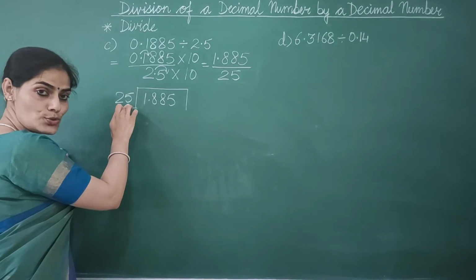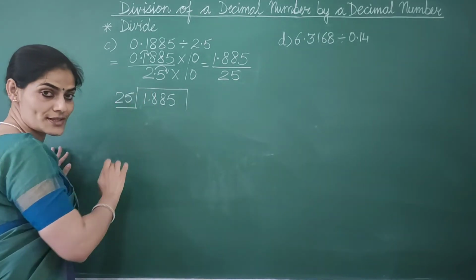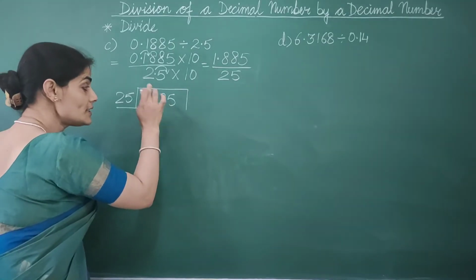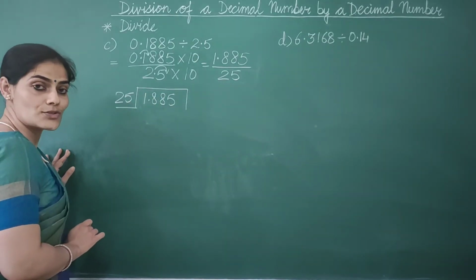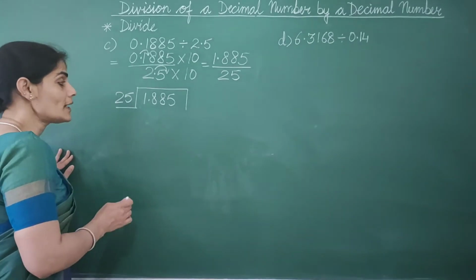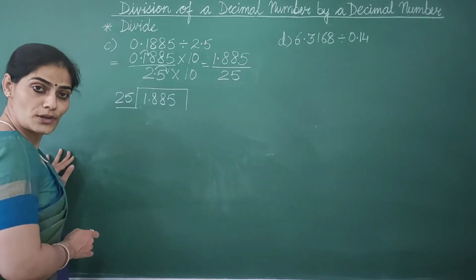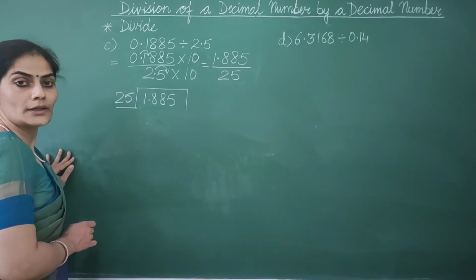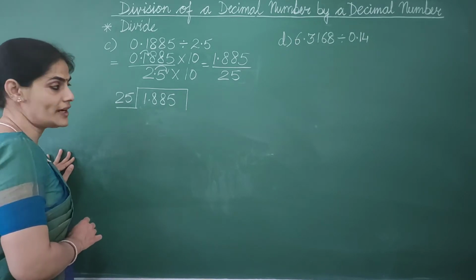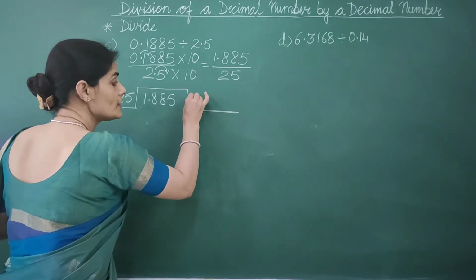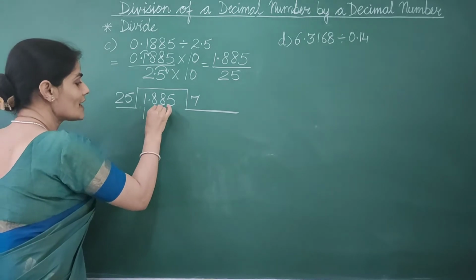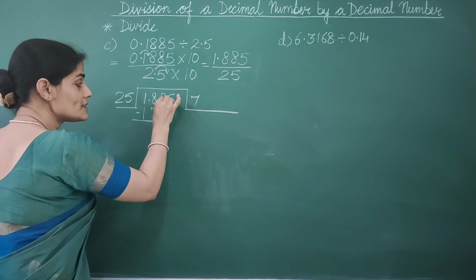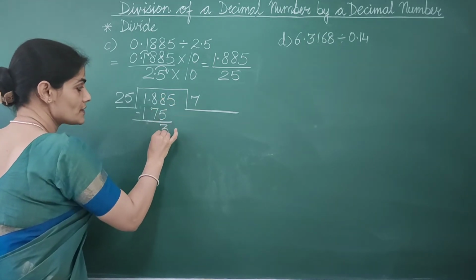This is smaller than 25, so I take two digits. 18 is also smaller than the divisor 25. So I take three digits. Now we have 188. But 188 doesn't come in the table of 25. So which other number is exactly less than 188 in the table of 25? 25 sevens are 175. And we subtract. The remainder comes as 8 minus 5 is 3.